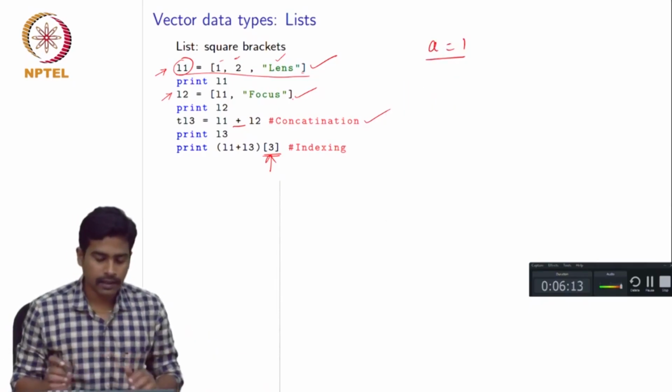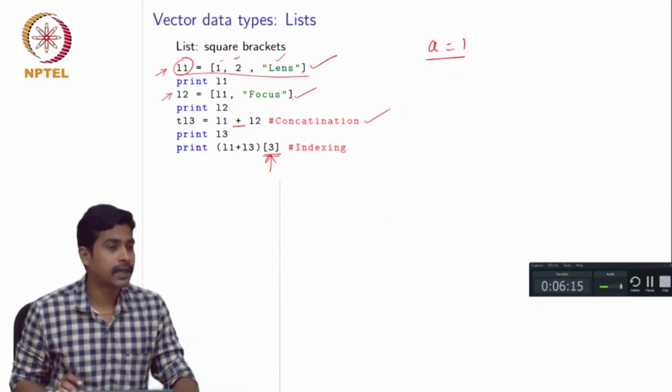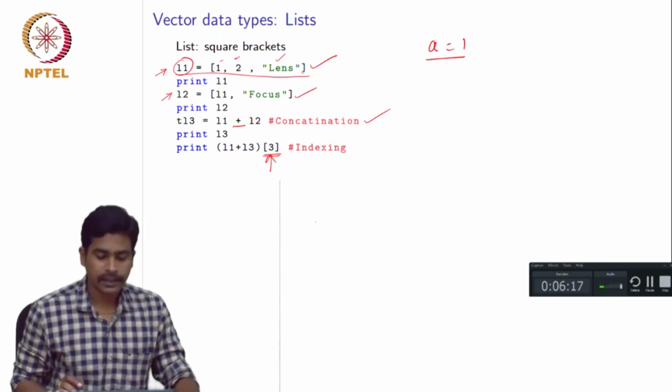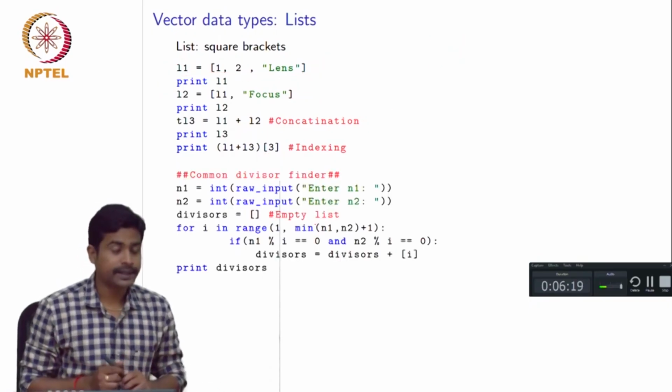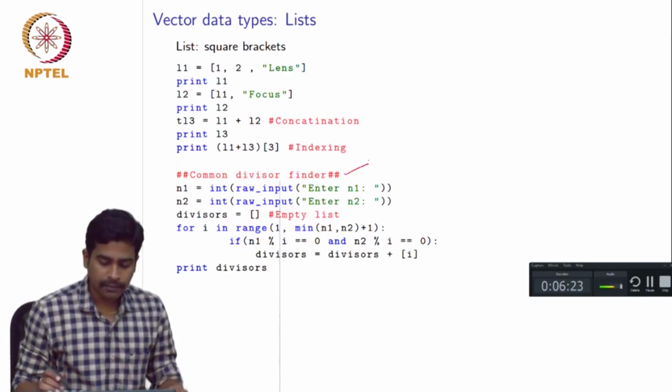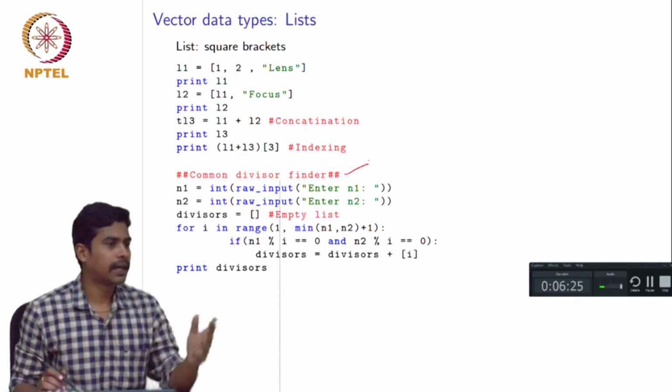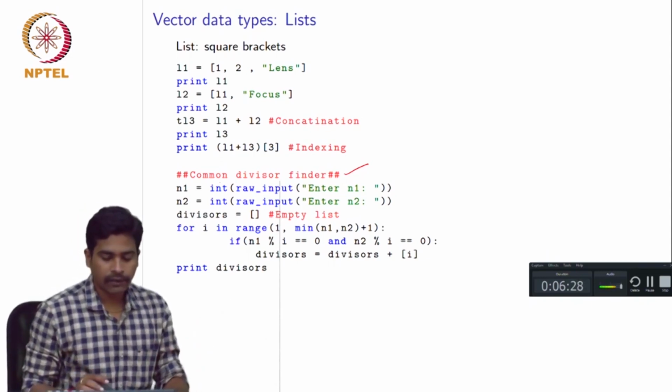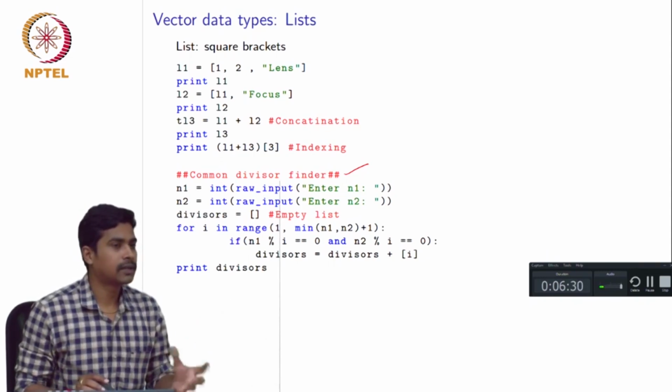So these are the different basic operations that we can do using list. So now let's see an example where we have to use a list. Okay, so this program, you can open the same program that I have given to you. So here what we are doing is we are finding the common divisors of two numbers.